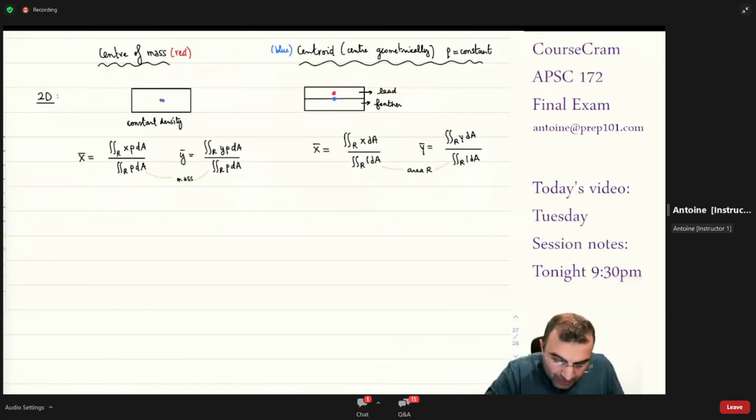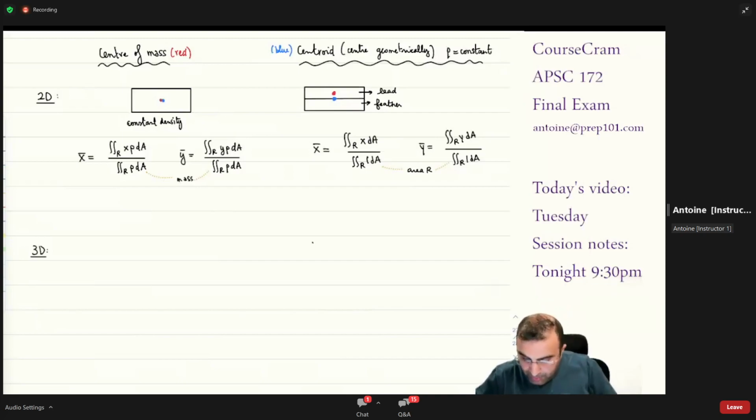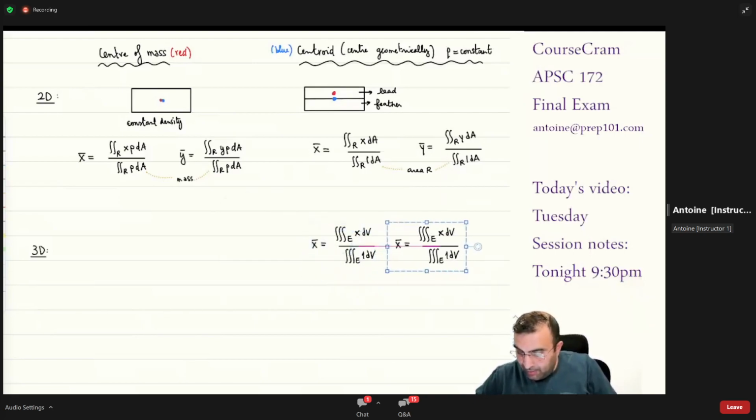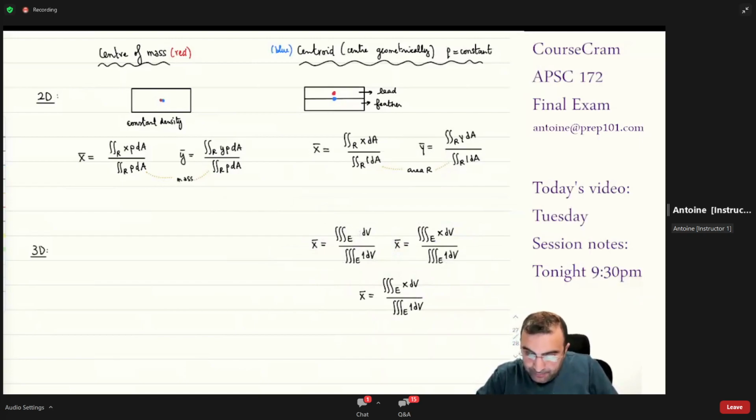Okay, now if we're doing objects in 3D, centroid doesn't really care about mass. So for the centroid, you would get x bar is equal to the triple integral over the region E of x dV over the volume, which is the triple integral over E of 1 dV. I'm just going to be lazy and duplicate it 3 times. This doesn't change.